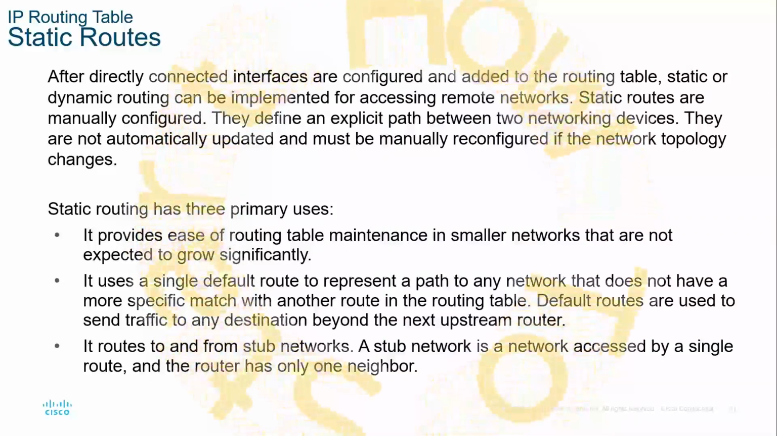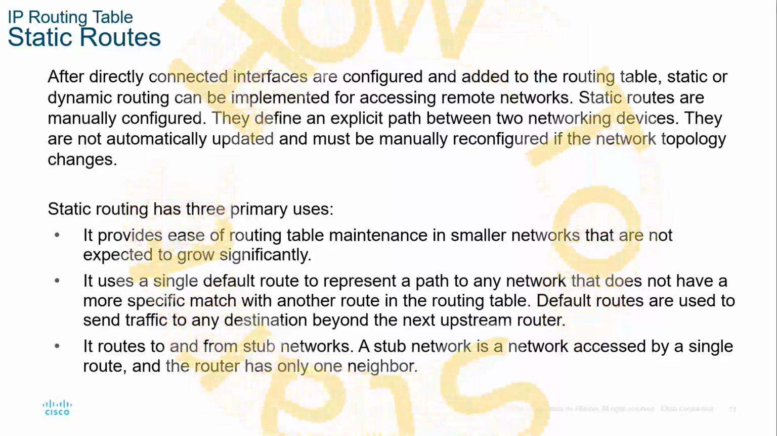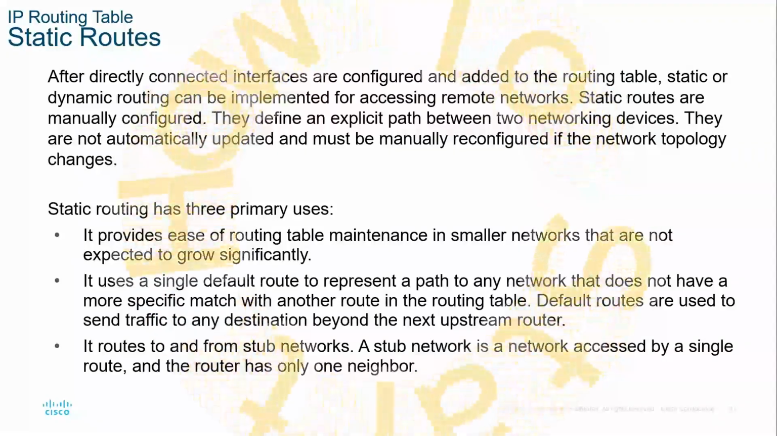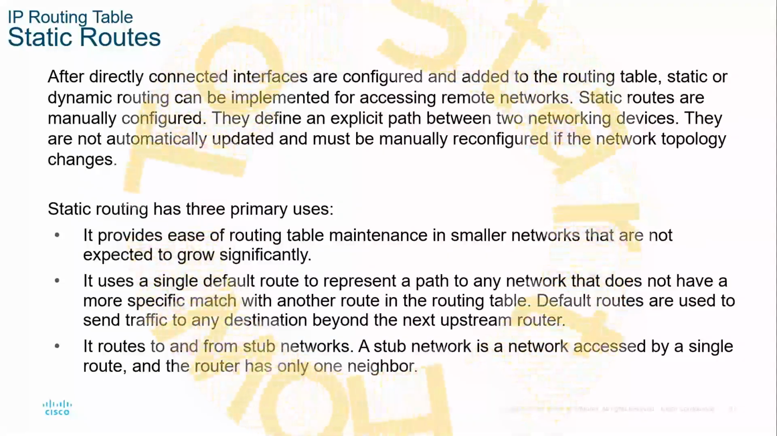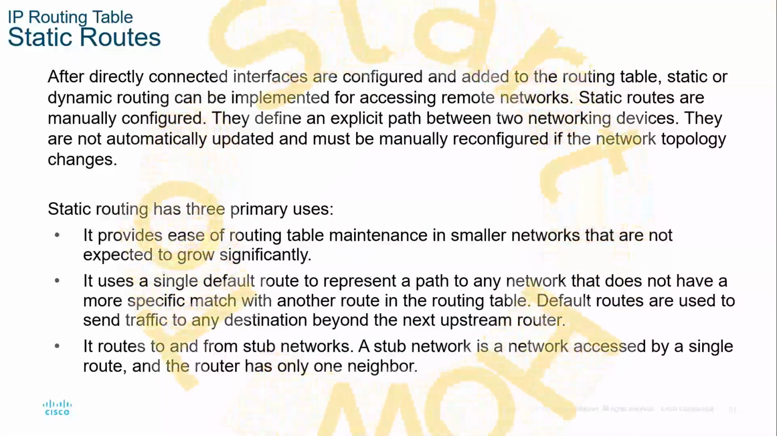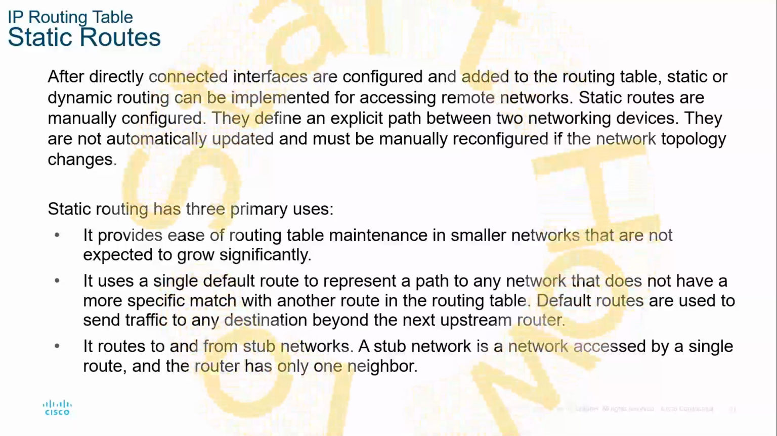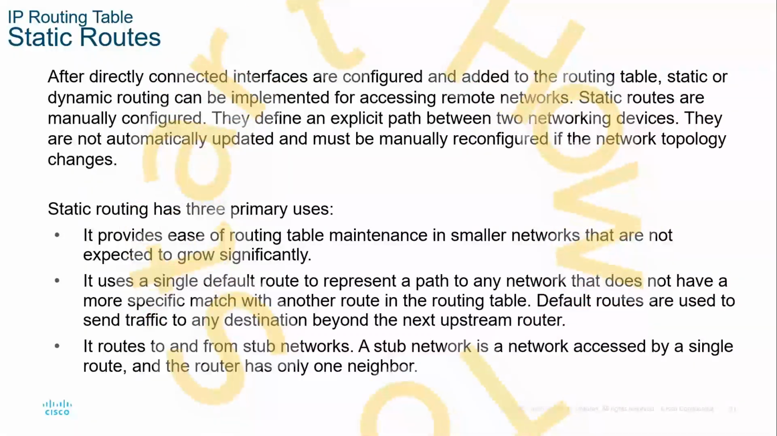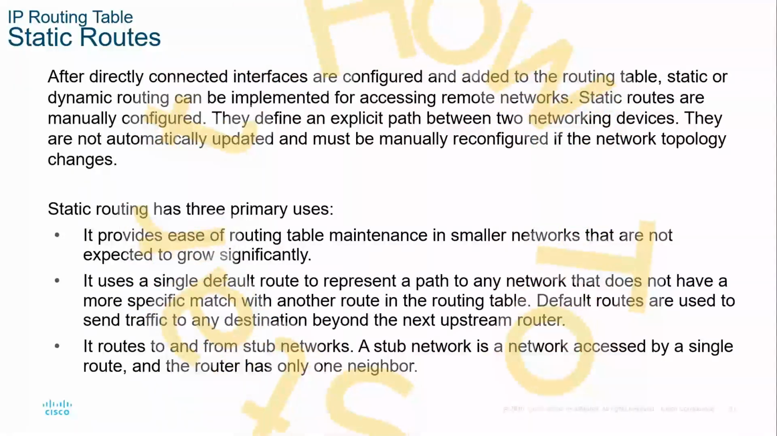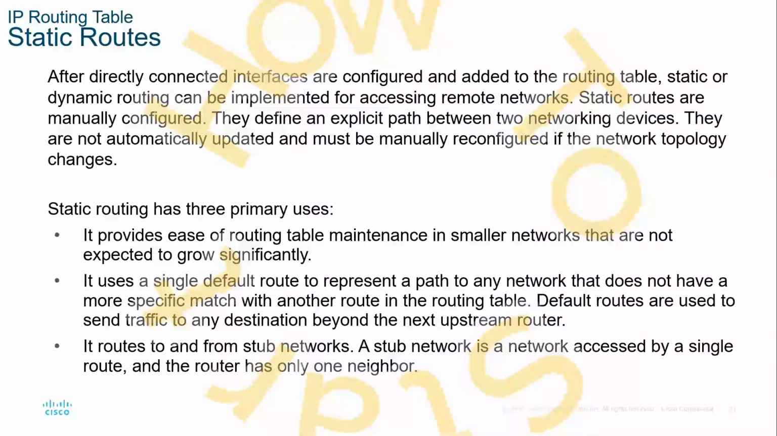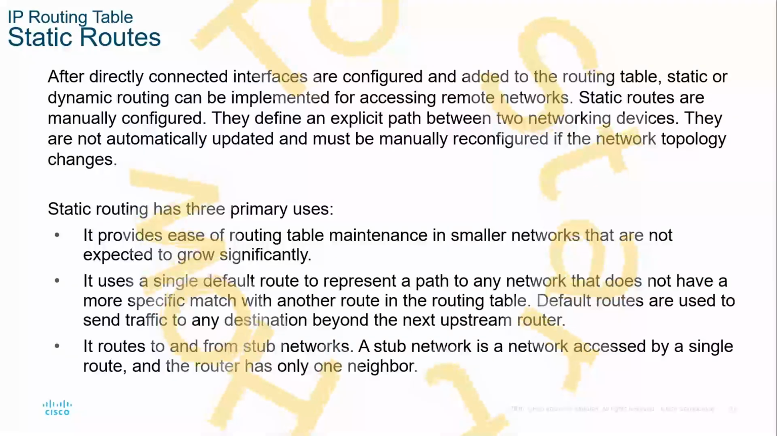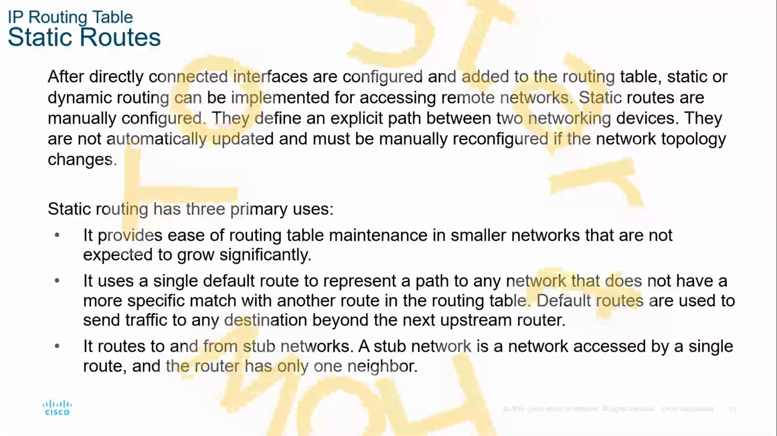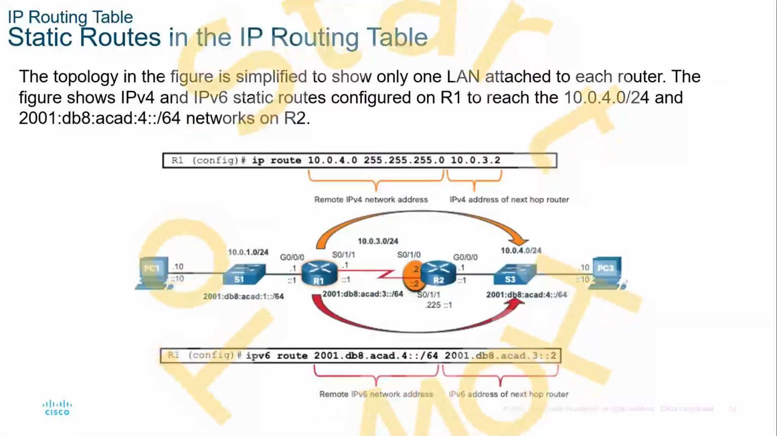Second, it will use a single default route to represent a path to any network that doesn't have a more specific match. Third, it will route to and from a stub network. A stub network is a network accessed by a single route, and the router only has one neighbor. Typically, a static route is viewed as more secure because nothing can change it as it is manually configured.